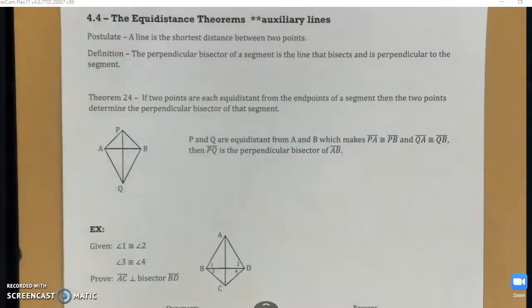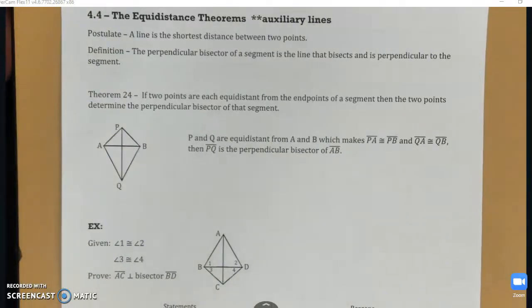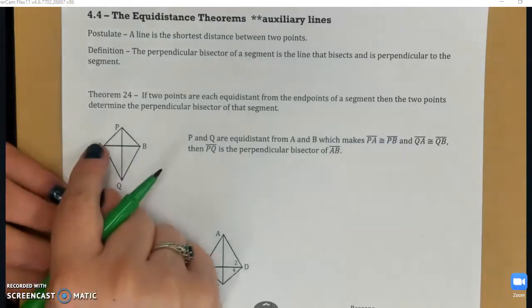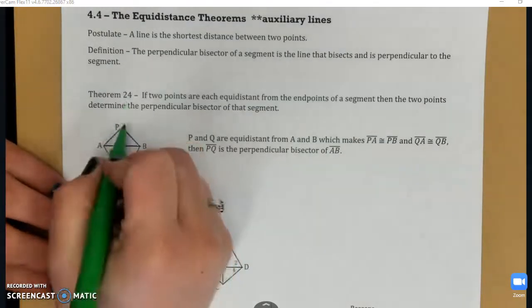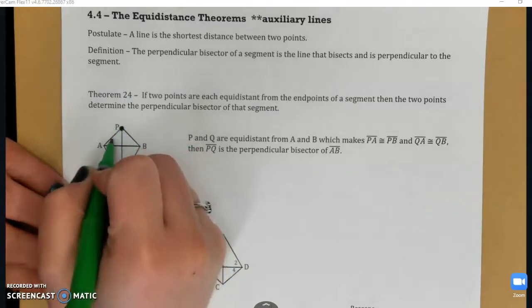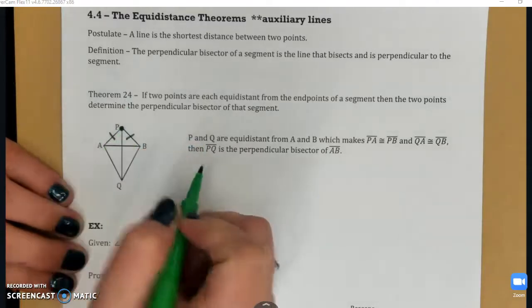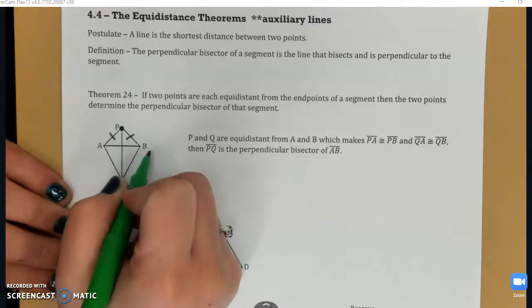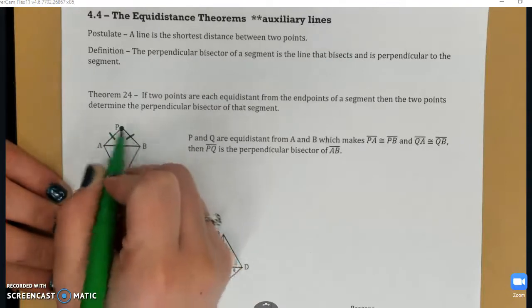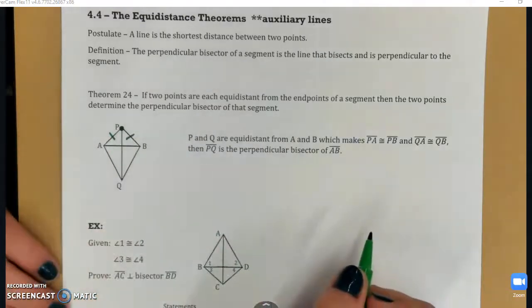So the first one, theorem 24, is if 2 points are each equidistant from the endpoints of a segment, then the 2 points determine the perpendicular bisector of the segment. So what this means is if I have segment AB and the point P is equidistant from A and B, meaning AP is congruent to BP. Remember the distance between 2 points, that would be the length of that segment.